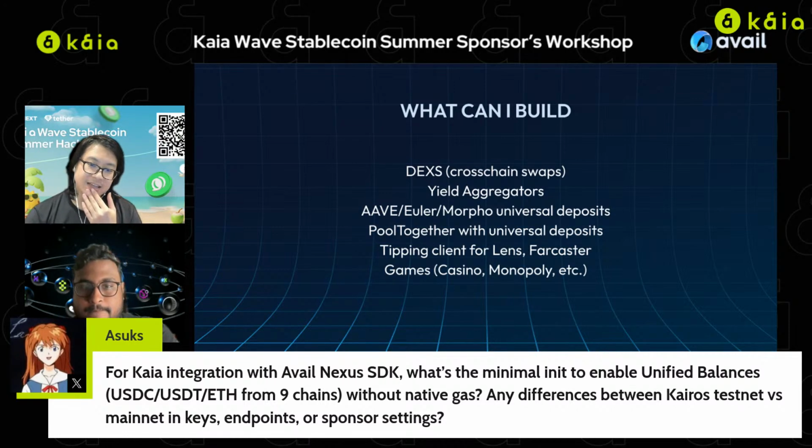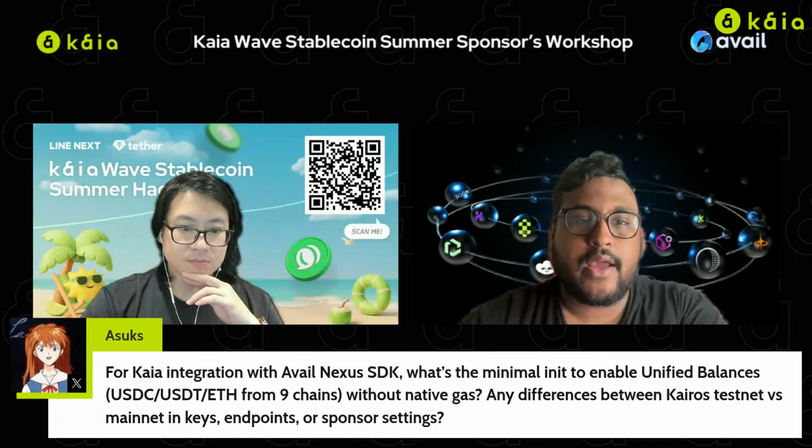There is a second part to the question. Are there any differences between Kairos testnet versus mainnet in keys and endpoints? If I'm not wrong, we support only the Kaia mainnet. So the Kairos testnet is not available right now with the SDK, but I can ask my team if support can be added for that as well. Right now we support the mainnet directly. But if you want to do some testing, we support Sepolia, OP Sepolia, Arbitrum Sepolia, Base Sepolia, the Ethereum Sepolia chain as well, and Monad testnet. But we can definitely try to get the Kairos testnet as well upon request.